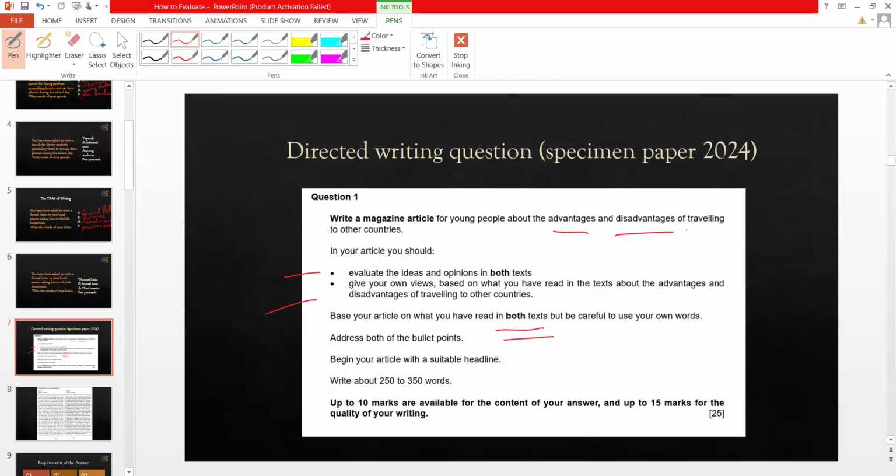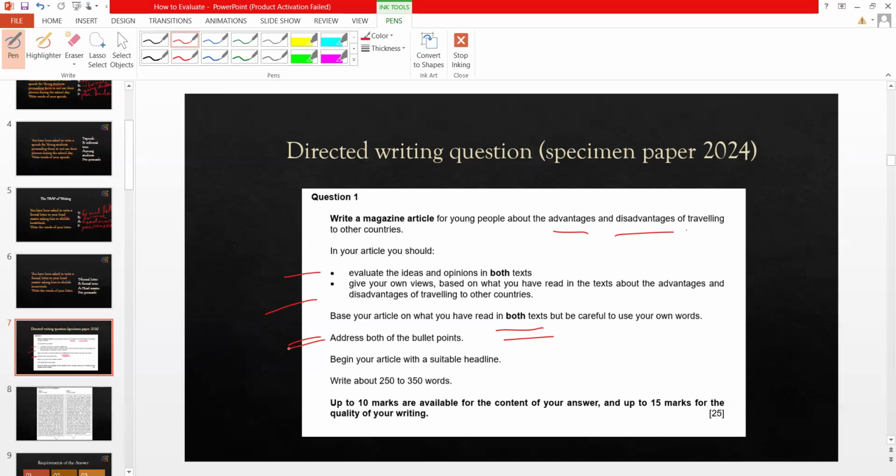Now, base your article on what you have read in both texts. So that means you cannot ignore any of the text. Whatever you have read from both the texts, you have to evaluate it. For that reason, you have to read both the texts very carefully. Address both of the bullet points, which is very necessary. Otherwise, you won't get the desired marks.